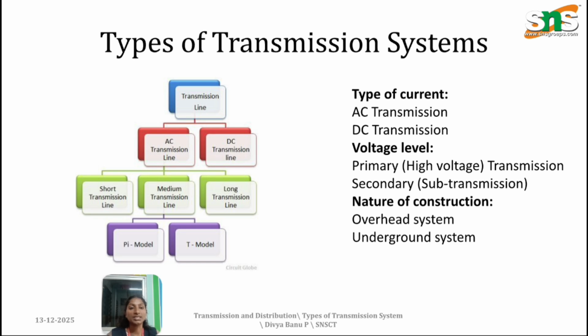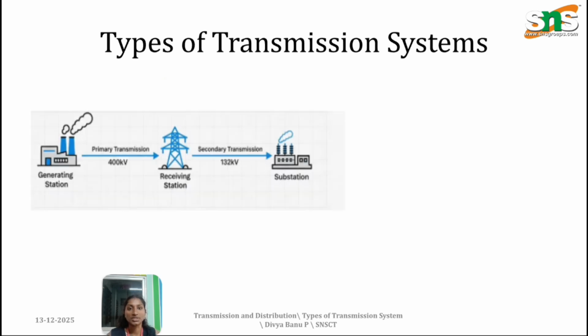There are also types by AC and DC, by voltage level, which is primary transmission and secondary, and by nature of construction, which may be overhead or underground systems. This is a simple diagram of generation, transmission and receiving station. From the generating station, primary transmission, which we call 400 kV, is sent to the receiving station, and that is reduced to 132 kV in secondary transmission, which is given to the substation.